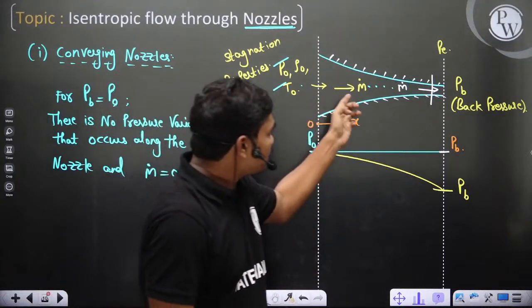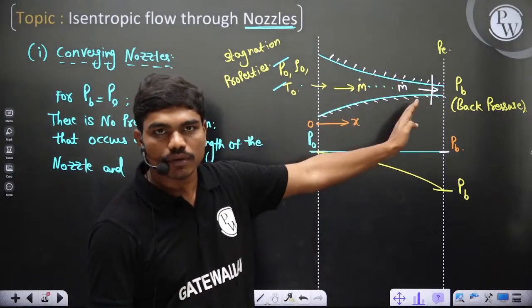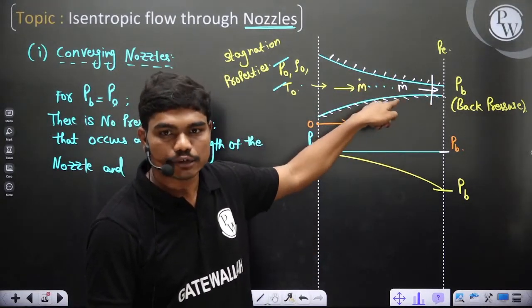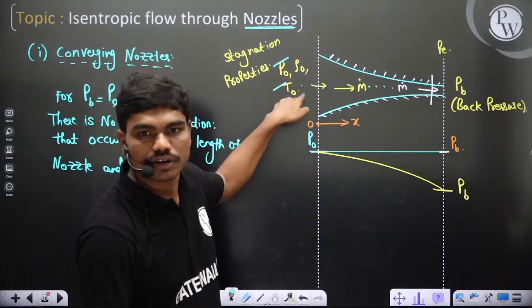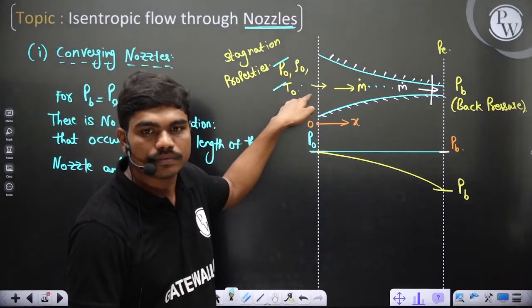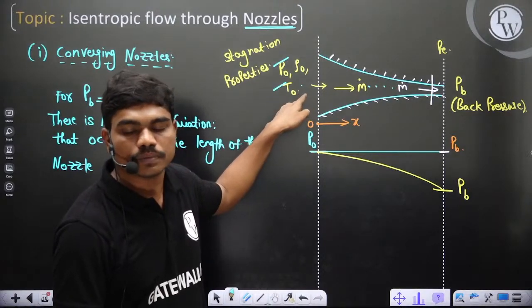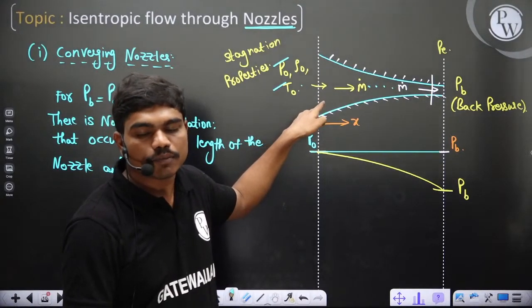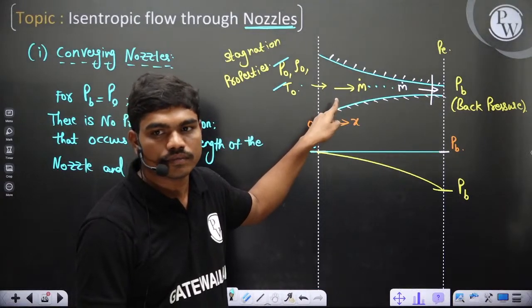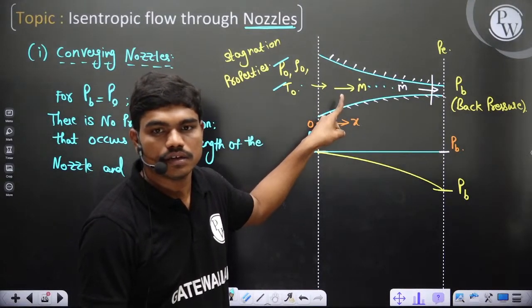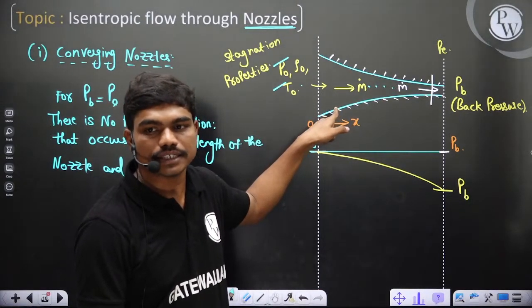Yes. At any point in this flow, if I bring the flow adiabatically to rest, and measure pressure and temperature, the values will be the same as P naught and T naught. Correct? Yes or no? Please type in the chat box.